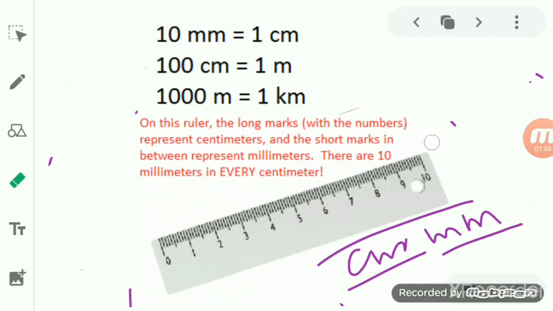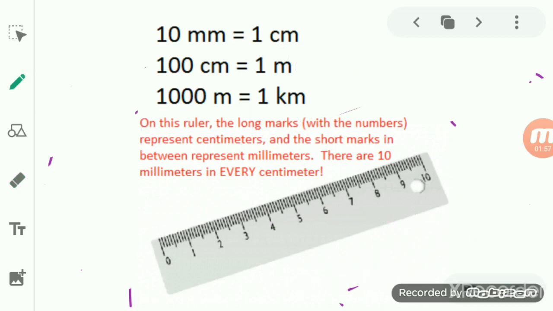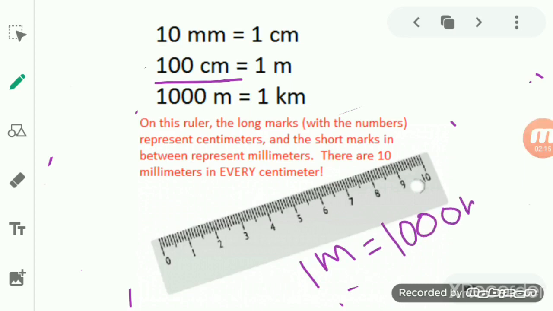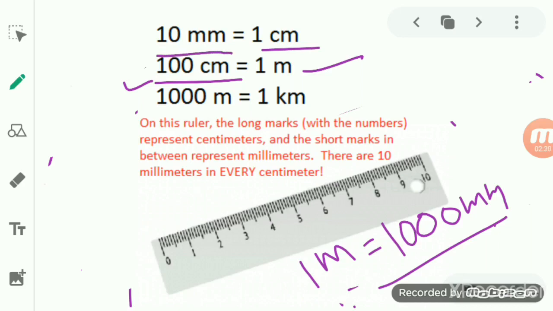Now if we talk about the centimeter and the millimeter, you can see here that 1 meter is equal to 100 centimeter. Likewise, we can understand for the millimeter also, that is 1 meter is equal to 1000 millimeter, and 1 centimeter is equal to 10 millimeter. By these values, we are able to convert one unit to another unit.